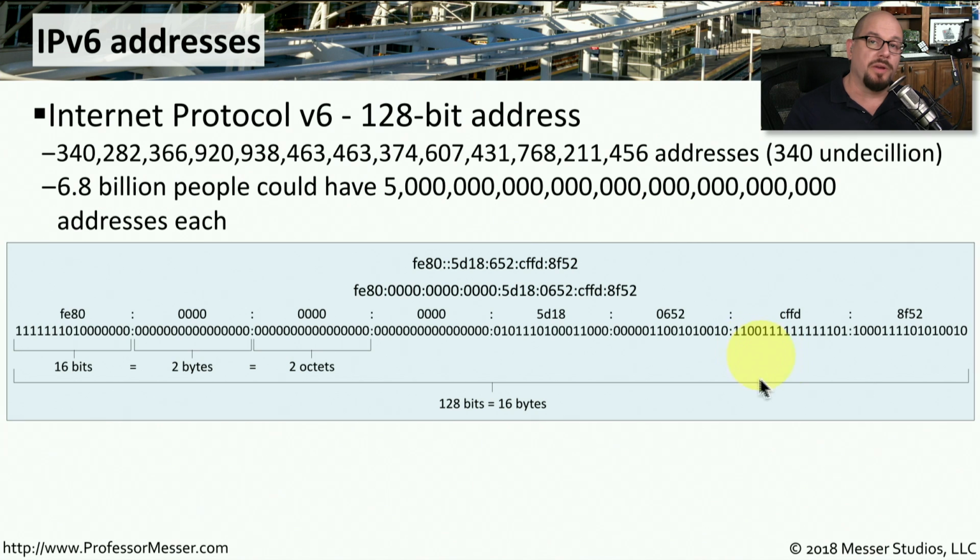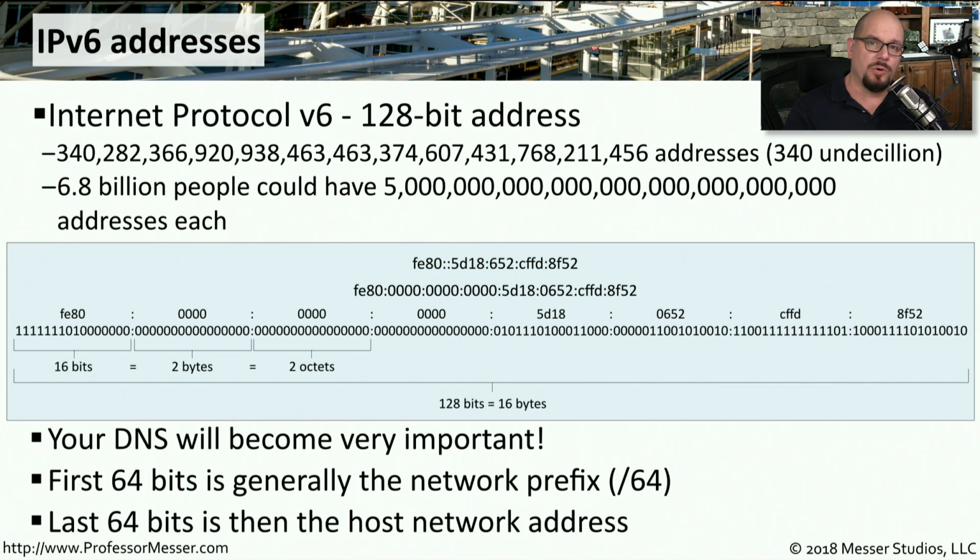Fortunately, there are ways to abbreviate these IPv6 addresses. If there are leading zeros, such as 0652, you can simply state that as 652 as an abbreviation. If there are consecutive sections of this address that have zeros, we can remove all of those zeros and replace them with a double colon. This means it will become more difficult to memorize an IPv6 address, so we'll need to rely on our DNS servers so that we can refer to these devices by name rather than IP address.